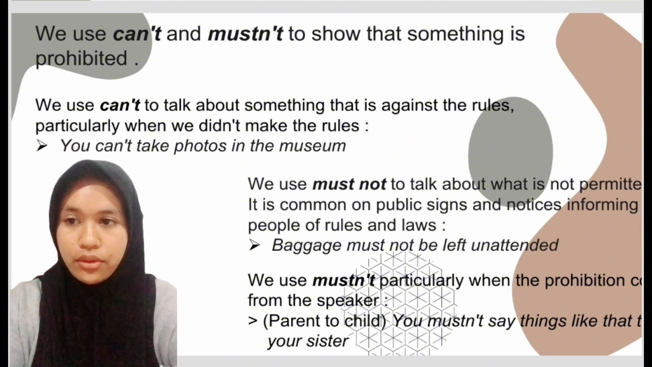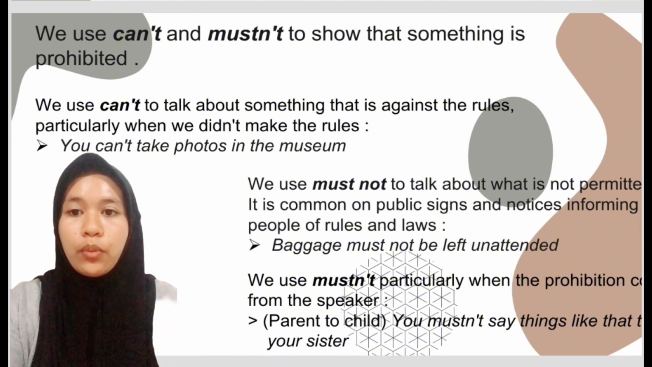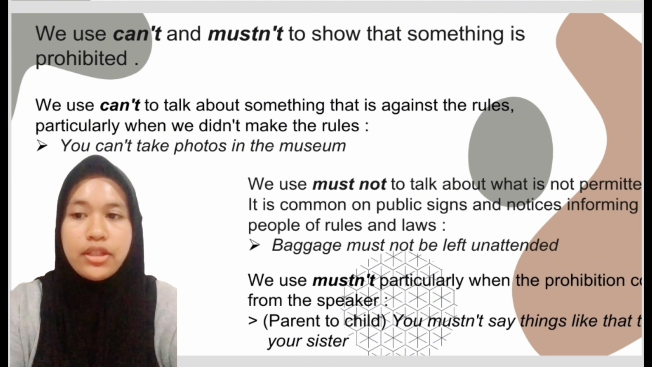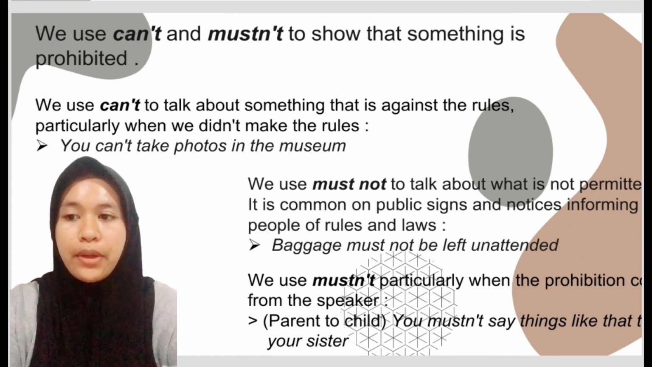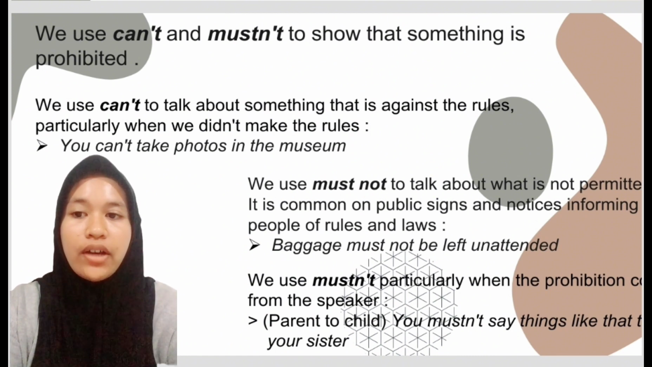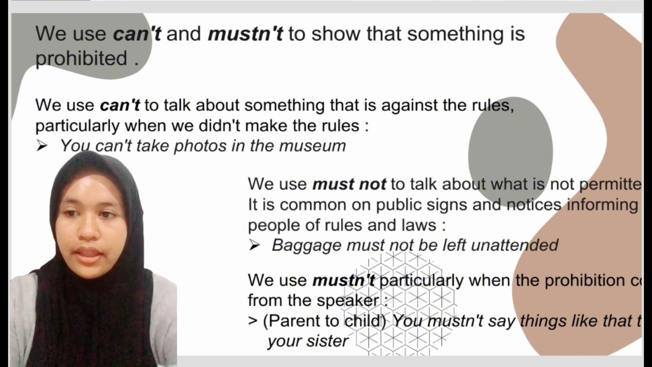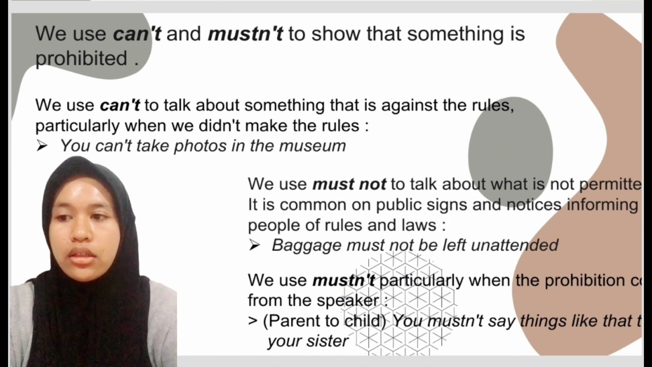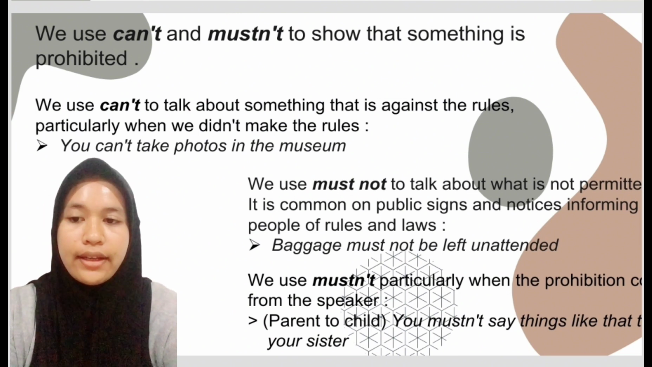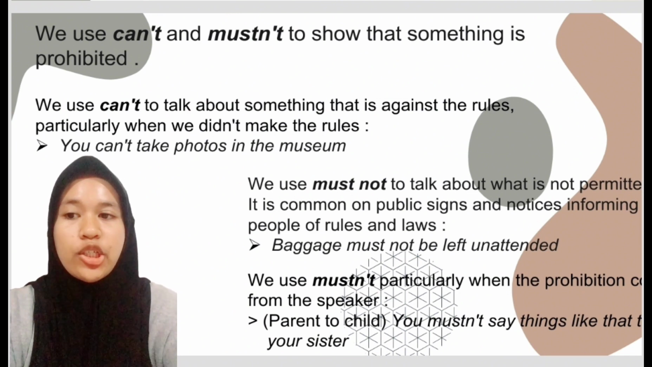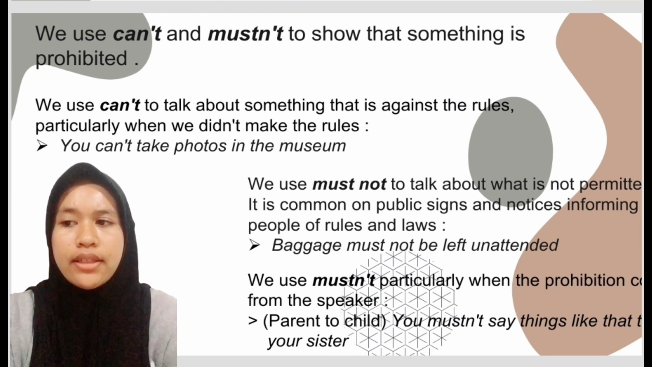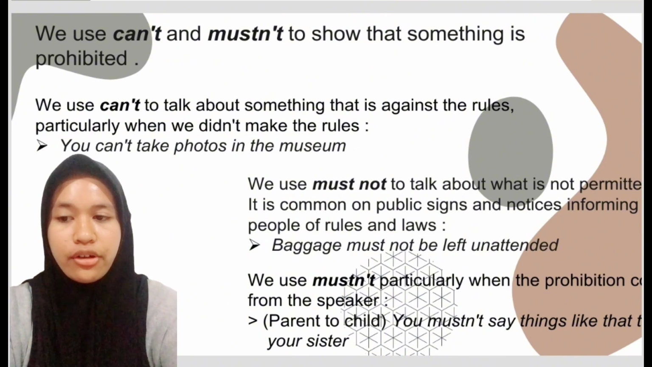Next is must not. We use must not to talk about what is not permitted. It is common on public signs and notices informing people of rules and laws. Example, baggage must not be left unattended. And then we use mustn't particularly when the prohibition comes from the speaker. Like for example, a parent says to her child, you mustn't say things like that to your sister.